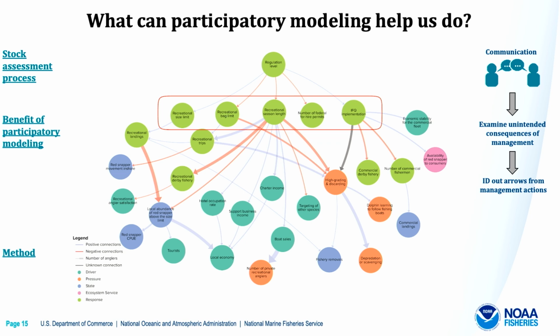For example, if we're changing the recreational season length, a shorter season might benefit fish populations, but it can also increase discarding rates, right? If you're not in the red snapper season, you have to throw those fish back. And again, like we talked about, that might be increasing rates of depredation. So these are things that can help managers visualize and think more clearly through these management decisions.